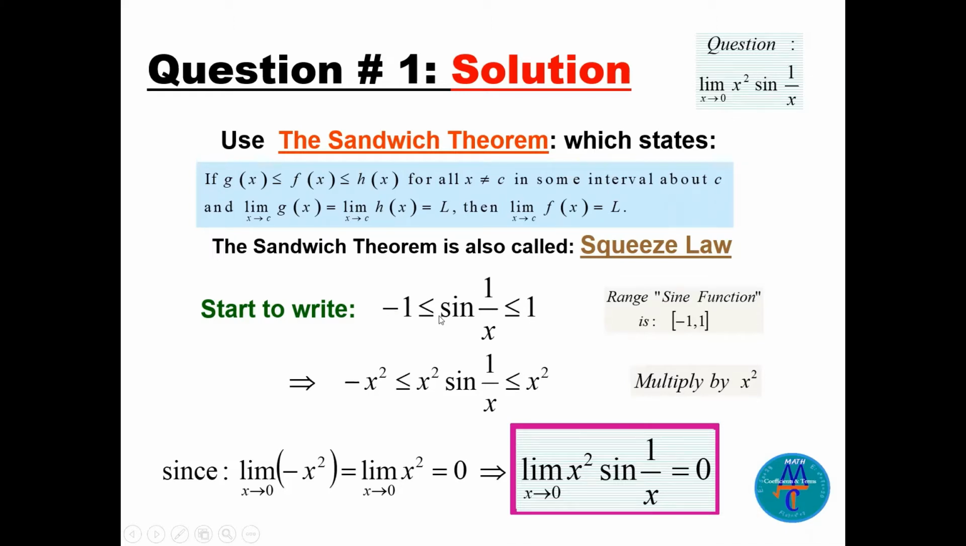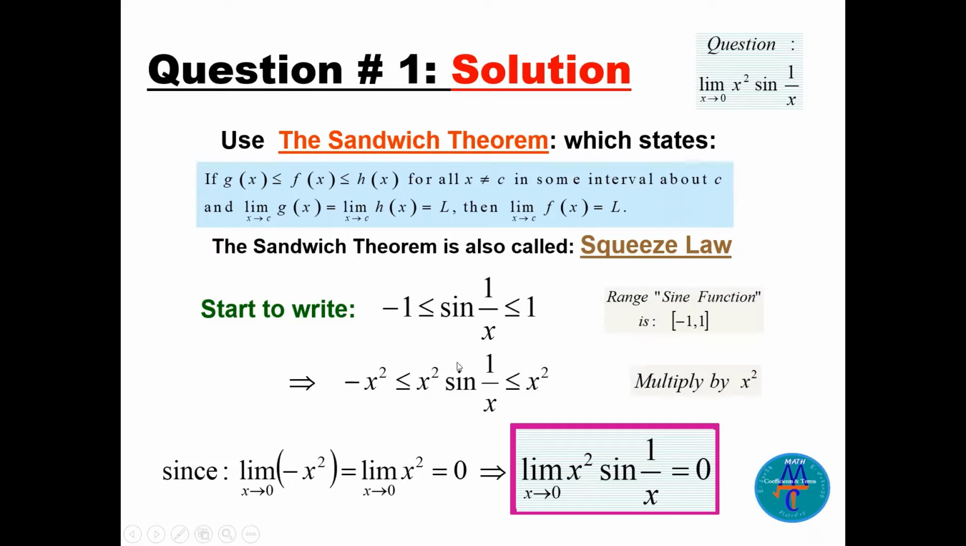Now, we start like this. The range of the sine function is between -1 and 1. We know that. So we can write the sine of 1 over x, which is the sine function, between -1 closed and 1 closed. Now I can multiply each side by x squared. I don't change the sign because x squared is a positive number.